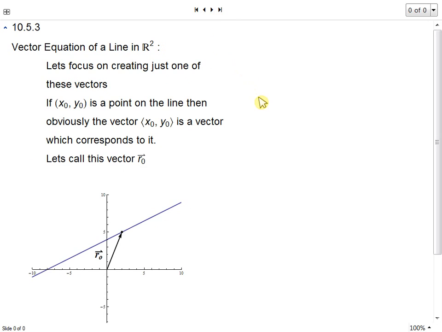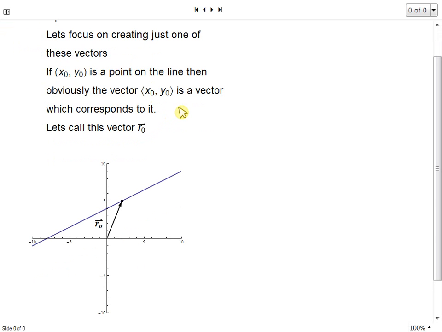So here's how we're going to develop the equation. First of all, let us focus on creating just one of these vectors. Let's say we have a point on the line, and that point is x0, y0. There it is, right there. Then do you agree that the vector x0, y0 is the vector that goes from the origin to that point? Yes? So I've got one of infinitely many vectors now?